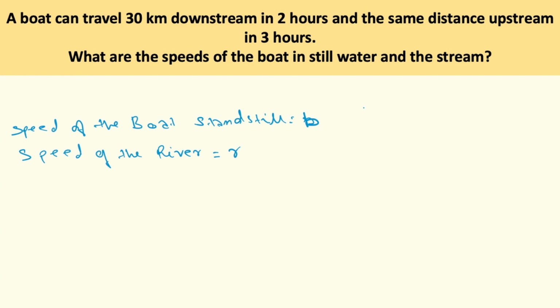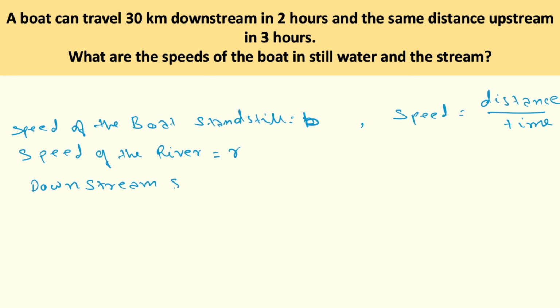Now we know that speed is defined by distance traveled in a particular time. So it means speed would be equal to distance divided by time. So let us come back here. What are the values available? So first let us find out the downstream speed. If it is flowing along with the flow of the river, which is downstream, the downstream speed would become equal to B plus R.